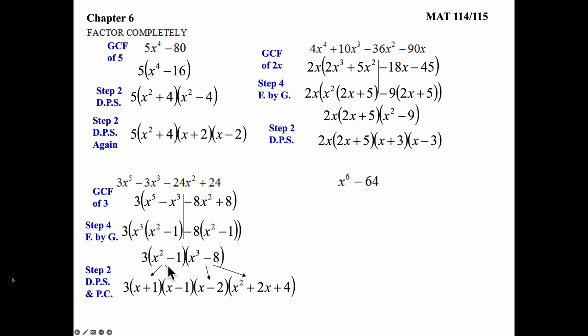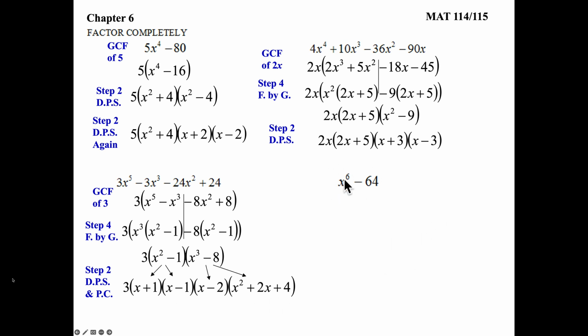So x plus 1, x minus 1, difference of perfect squares. Binomial, trinomial, keep the same sign, opposite sign, always plus. Cube root of x cubed is x. Cube root of 8 is 2. X times x, x squared. X times 2, 2x. 2 times 2, 4. Now it's fully factored.